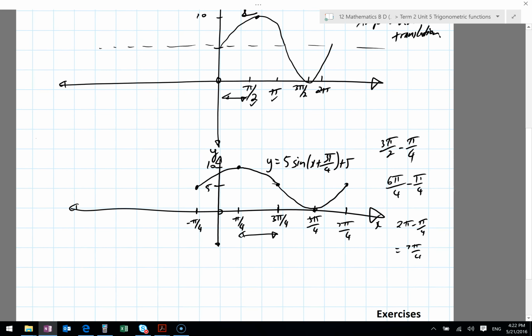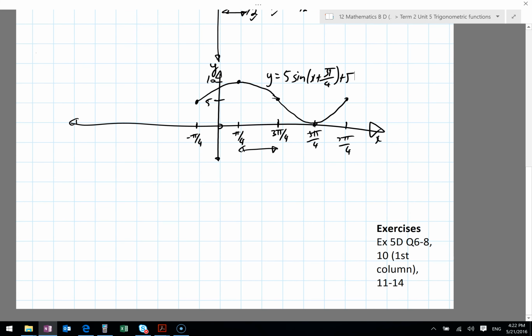So it takes a little bit getting used to, you need to figure out your own system. And obviously you can always check your solutions by subbing in a point. These are the exercises you need to have a go at. Yep, good luck.